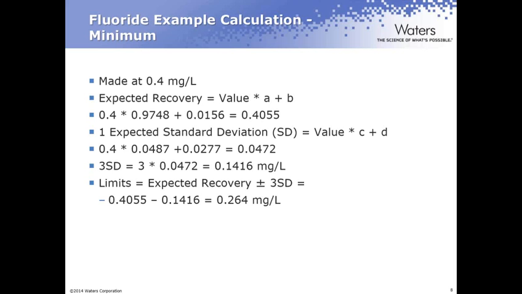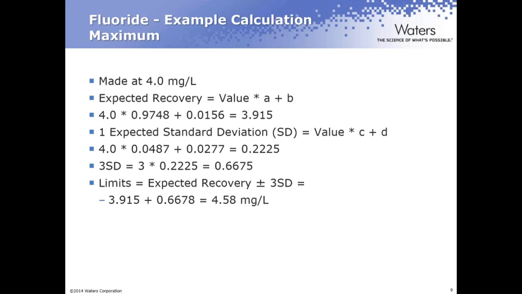So I'm going to explain in a minute where that value becomes important and relevant to us. So then what we can do is, well, let's calculate out what a maximum value would be. The maximum and the highest concentration we can spike the sample at is 4 milligrams per liter. So we're going to do the same thing. We'll go through and calculate out our expected recovery.